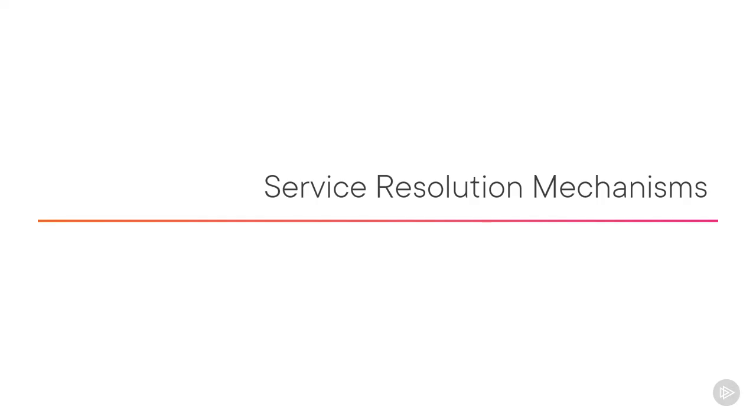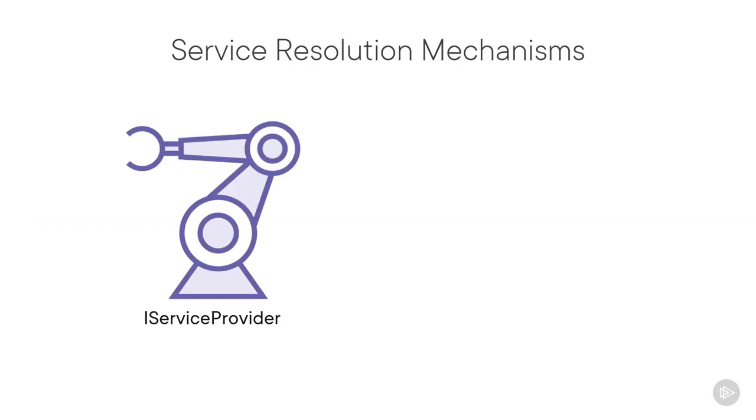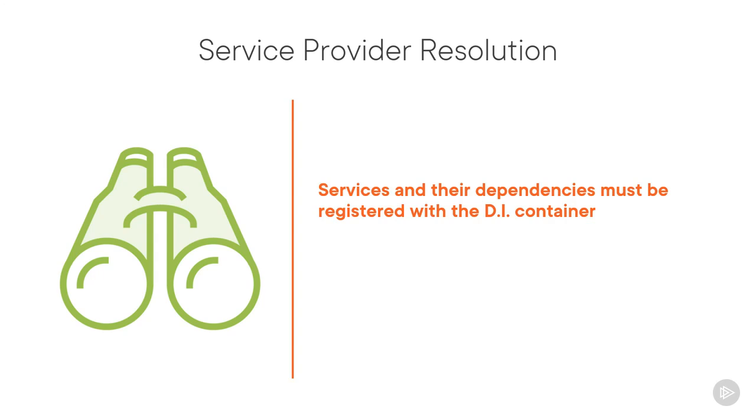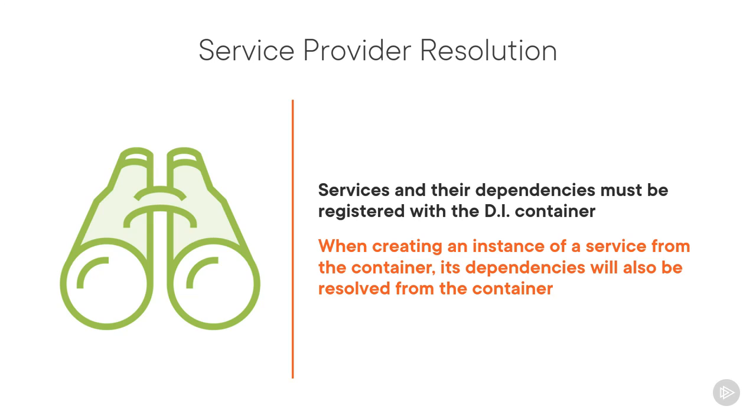ASP.NET Core activates and resolves services via two mechanisms. The most common in many situations will be via the IServiceProvider directly. In this case, services must have first been registered with the container in the program file. When a dependent class requires an instance of a service, an instance will be resolved from the container.